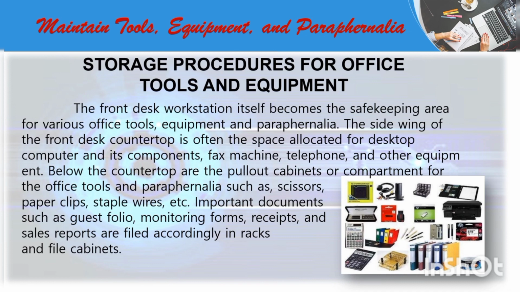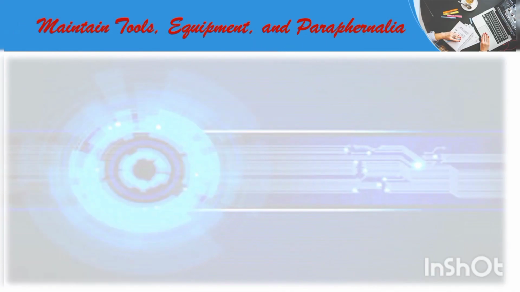So the front desk workstation itself becomes the safekeeping area for various office tools, equipment, and paraphernalia. The side wing of the front desk countertop is often the space allocated for the desktop computer and its components, fax machine, telephone, and other equipment. Below the countertop are the pull-out cabinets or compartments for the office tools and paraphernalia such as scissors, paper clips, staple wires, etc. Important documents such as guest folio, monitoring forms, receipts, and sales reports are filed accordingly in racks and file cabinets.